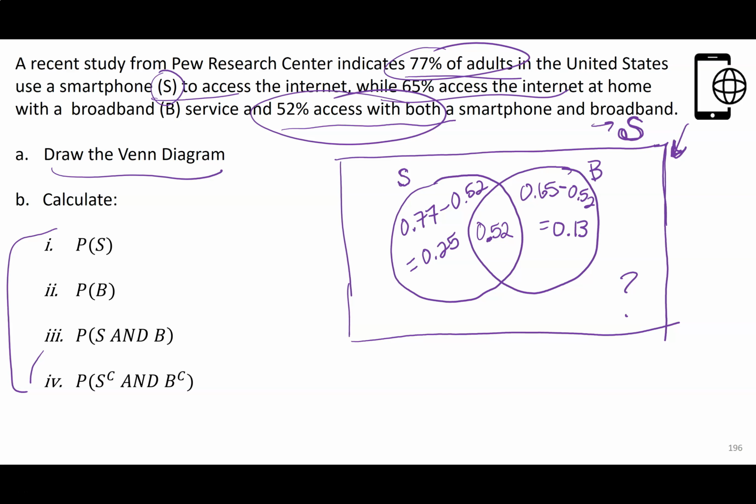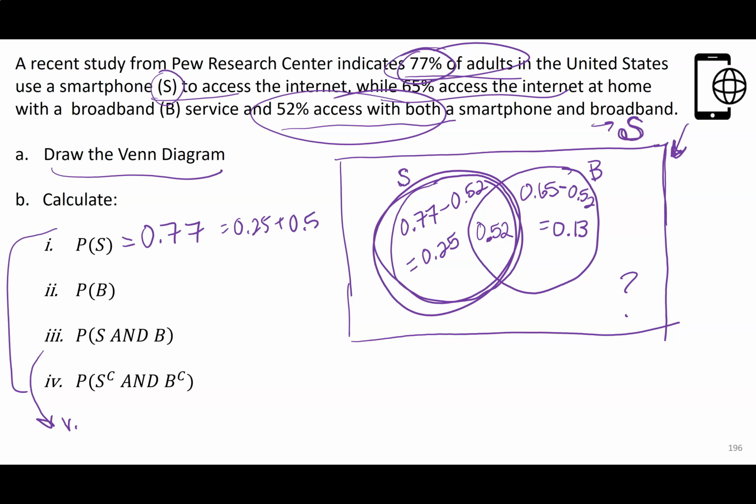So I'm actually going to wedge this one in here. It really should go in between. So the probability they have a smartphone, it's just going to be this 0.77. But you can absolutely focus on here. You can add that 0.25 and 0.52. That's one of your ways of checking that you did math right here. So you should get back to that 77%.